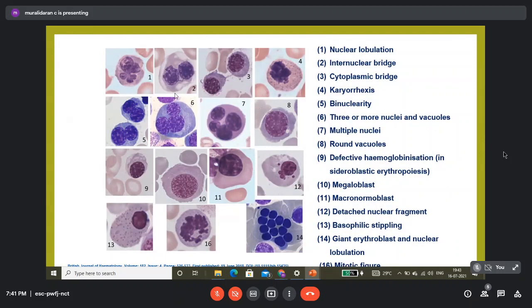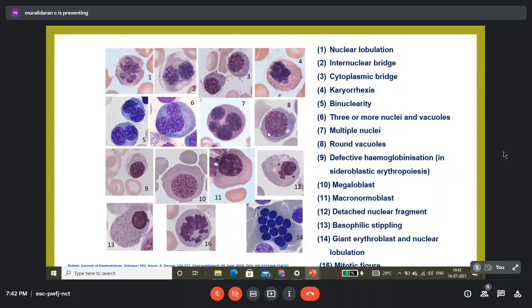So this is the picture we can see. Whatever we have mentioned, we can see individually. The first picture is showing abnormal nuclear lobulation. In the second picture, we can see an internuclear bridge. In the third picture, we can see a cytoplasmic bridge attaching erythroid cells. In the fourth picture, we can see karyorrhexis, and in the fifth picture, binucleated erythroid cells. In the sixth and seventh pictures, we can see multinuclearity.